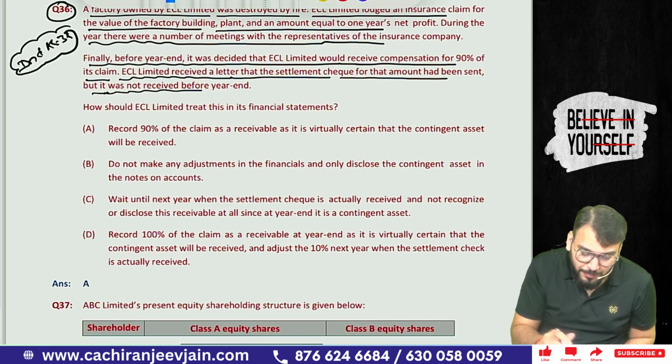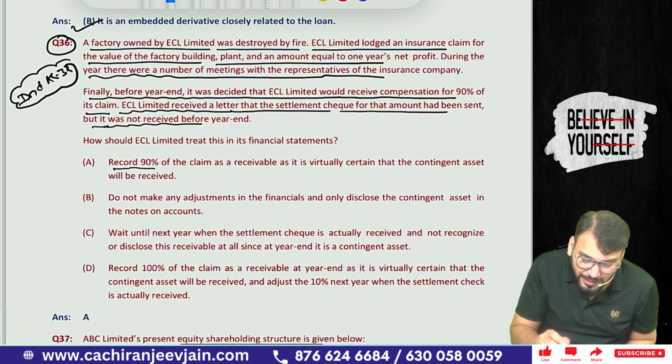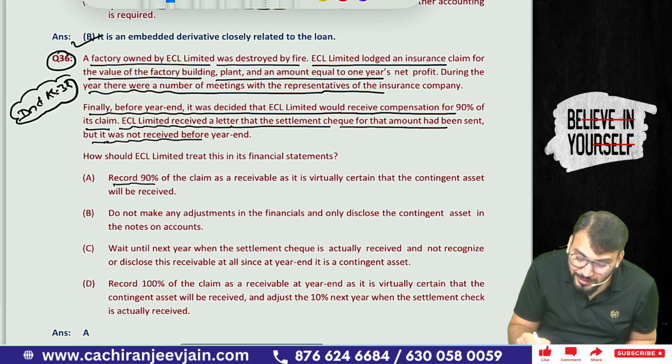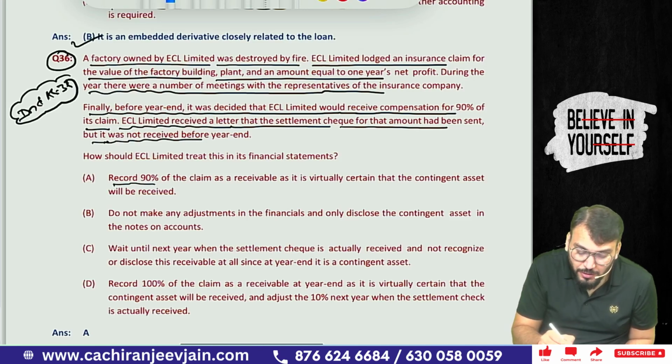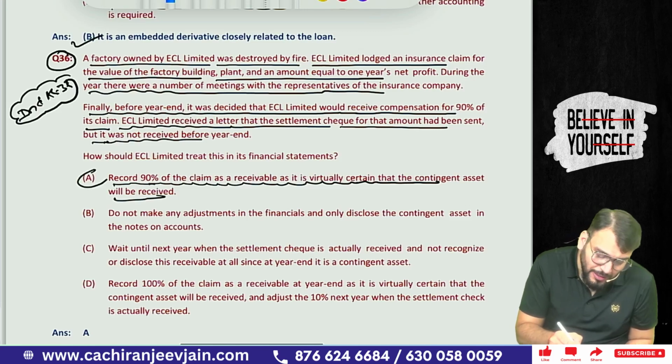So what they have said, let's see. Record 90% of claim, because they have said in the question he would receive a compensation for 90%. So record 90% claim as receivable as it is virtually certain that the contingent asset will be received. So option number A is correct.